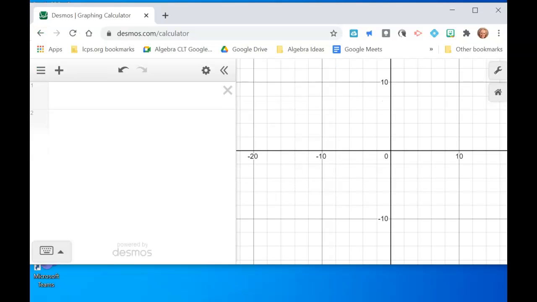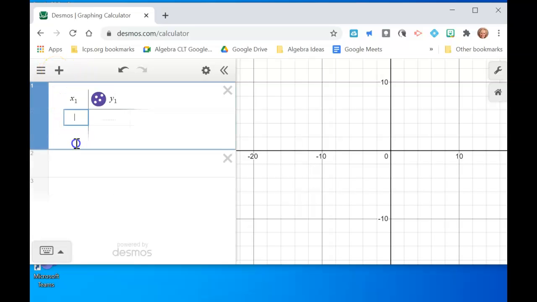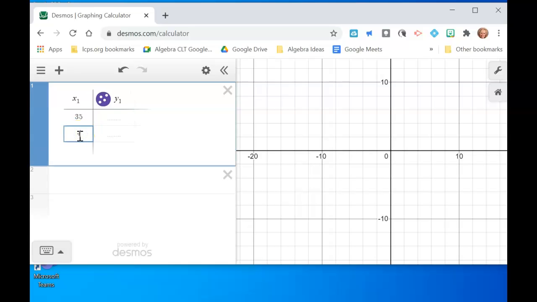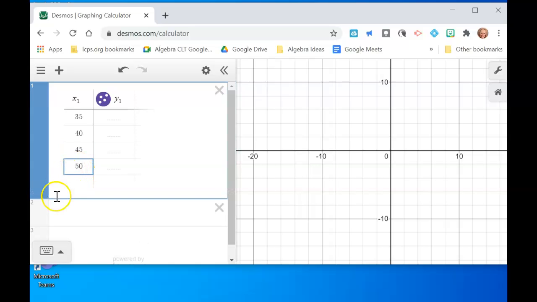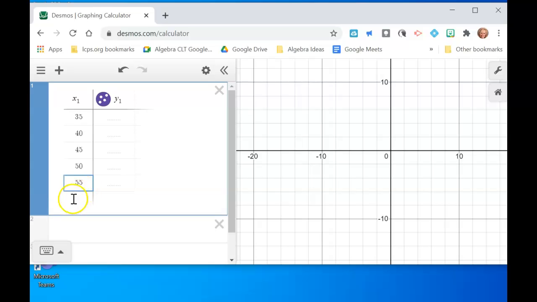Okay, so here we have Desmos. Now what we're going to do in Desmos is start by adding a table. To do that, you click the plus button and it says add a table. You've got your x1 and your y1 values. Your x values include 35, and this is a vertical table instead of the horizontal one in the example, but it works the same way. So we're going to add in 45, then 50, then 55, and then 60.